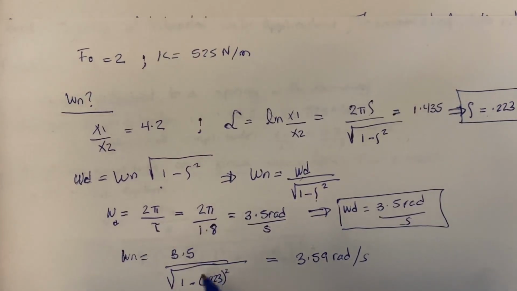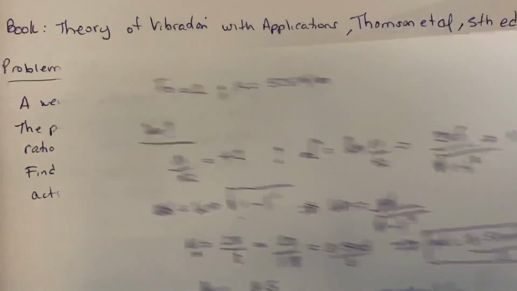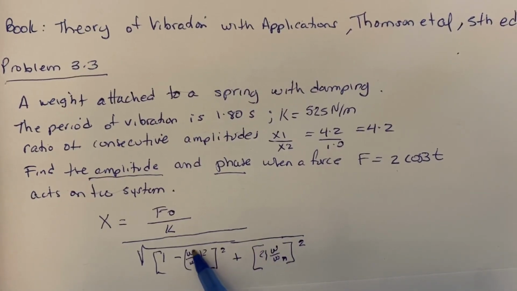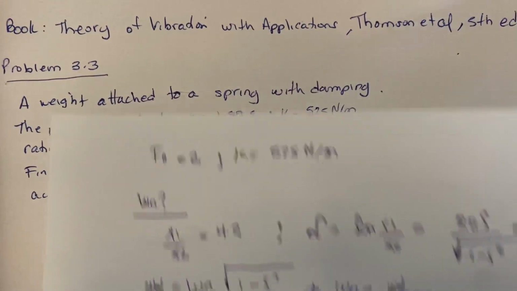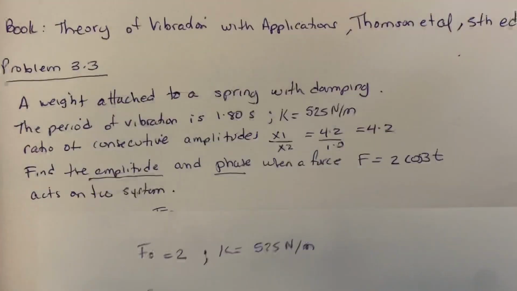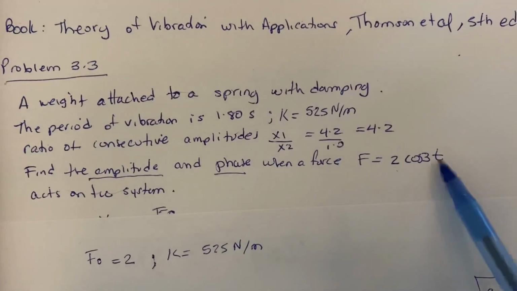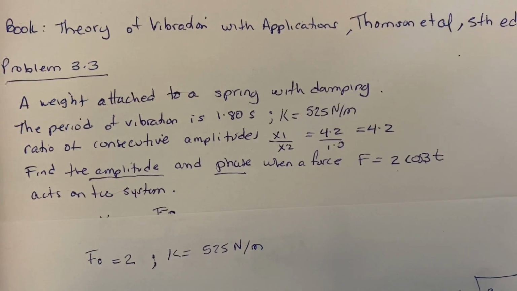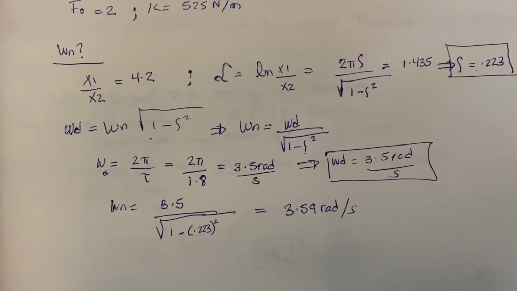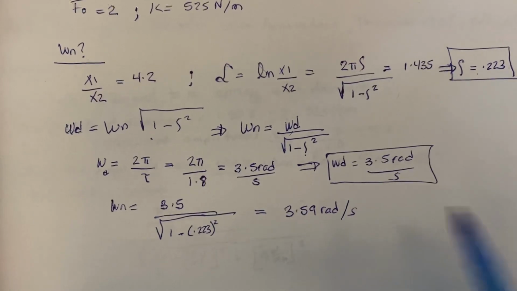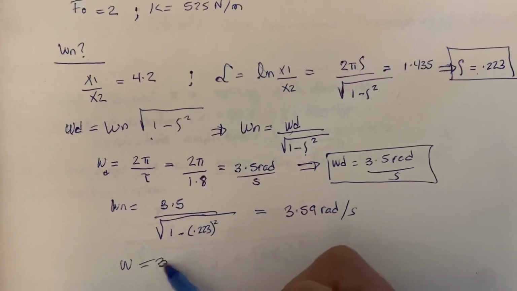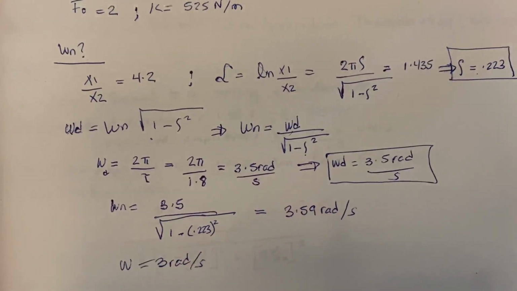Now we have the natural frequency that we need to substitute in this equation. We still need to find ω, which is the frequency of the force that is applied. The frequency of the force is given by this value, 3. So we already know the natural frequency, and ω is equal to 3 radians per second.